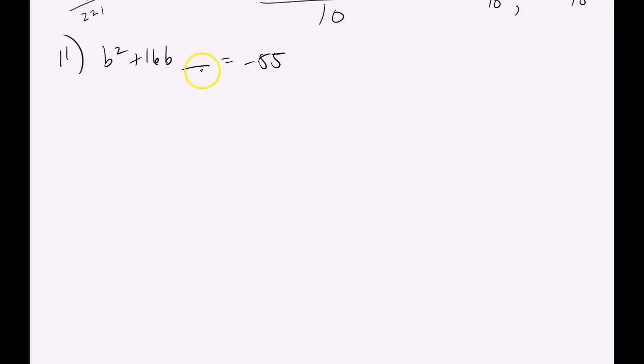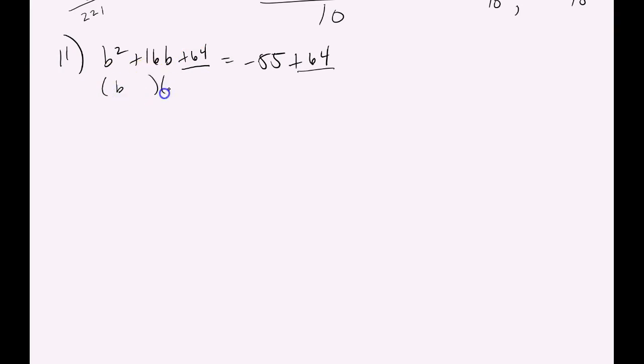The way we get that number is we take half of what's in the middle, which is a 4, I'm sorry, it's an 8, and then we square 8, which is a 64. So I just added a 64 here. Whatever you do to one side, you have to do to the other. So now I add it to the other side, and now I factor that down.